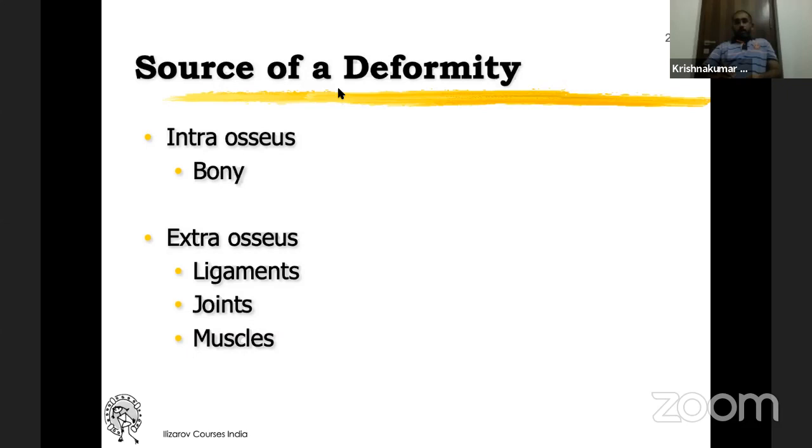You have to assess properly. You have to find out which bone is deformed. And next, you go for correcting that particular deformity. So it can be an intraosseous deformity, or it can be an extraosseous deformity involving ligaments, joints, and muscles. In this particular session, we'll be focusing mainly on the intraosseous deformities.